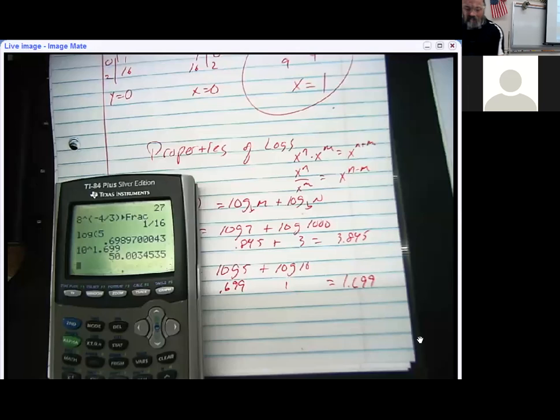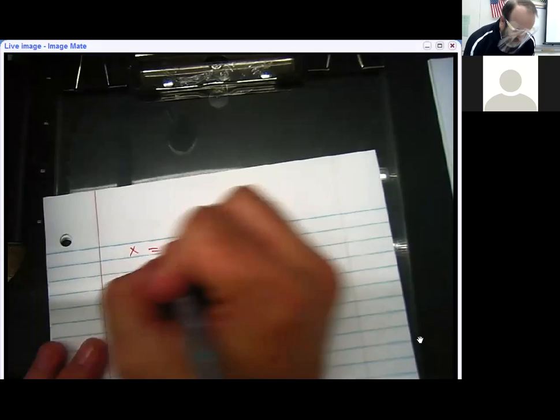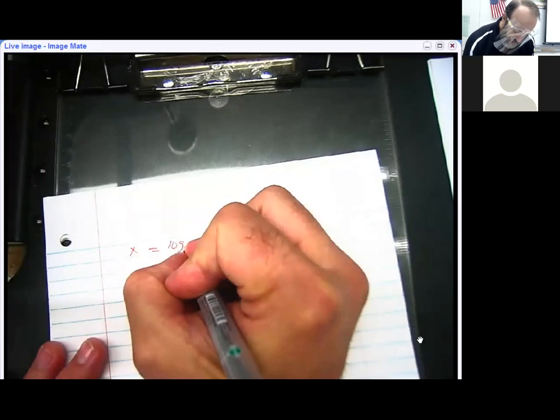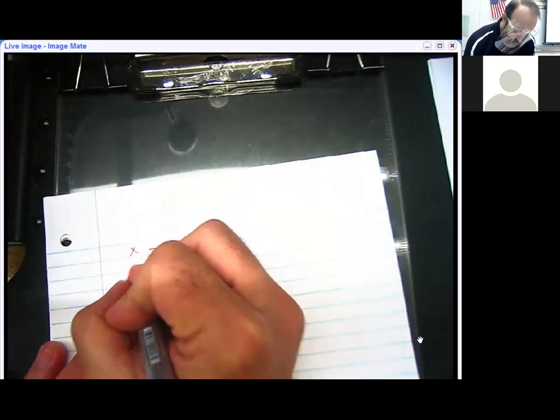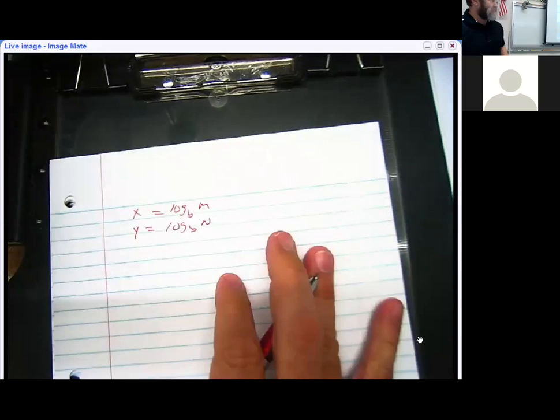So the question that you might ask is, why does it work that way? Why, according to the rules that I've established with you guys, is this the property? And I'll show you how that works. So let's say that x is the log base b of m, and let's say that y is the log base b of n. Let's just say that's what I've got.